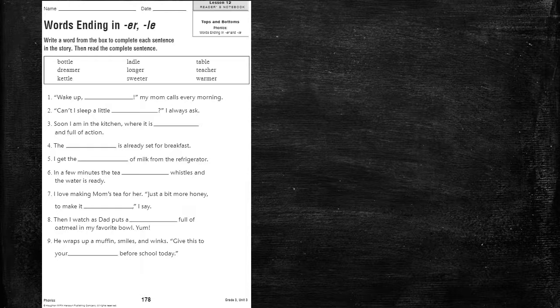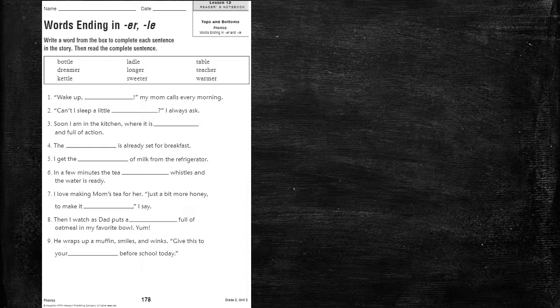So I'm going to do a couple of these with you, but what I do want to do is read these words out for you. So I'm going row-wise. So the first word is bottle, ladle, table, dreamer, longer, teacher, kettle, sweeter, warmer. So these are your words with the 'er' and 'le' at the end, right?